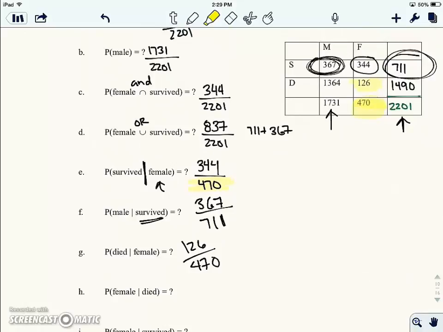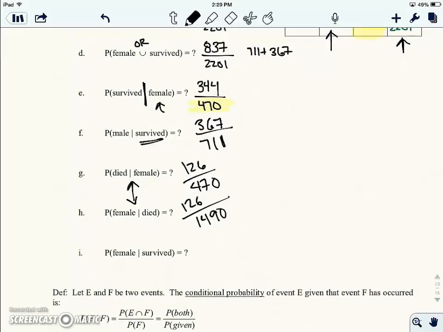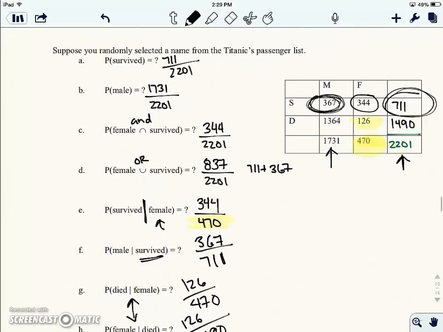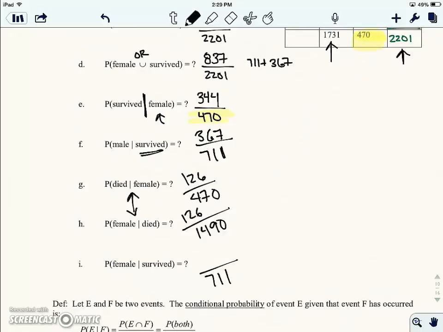Female given died. Okay, this time we're looking at the number that died. That's 1490. Of those, how many were female? 126. Notice that this is not the same. Died given female is not the same probability as female given died. They are not commutative. And then finally, female given that she survived. So again, we're out of 711 survivors, and of those, 344 are females.